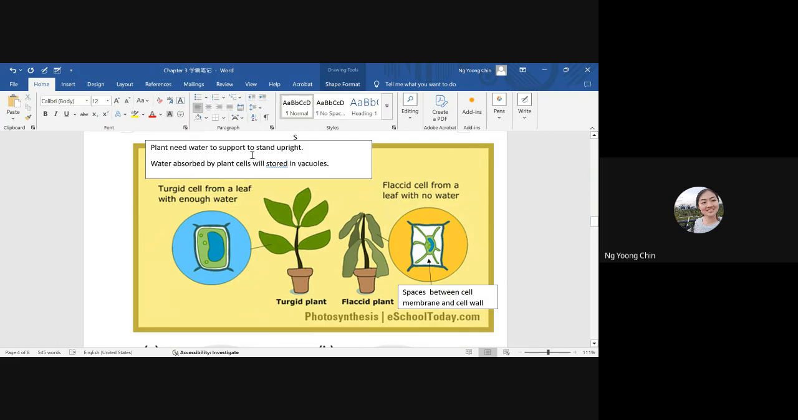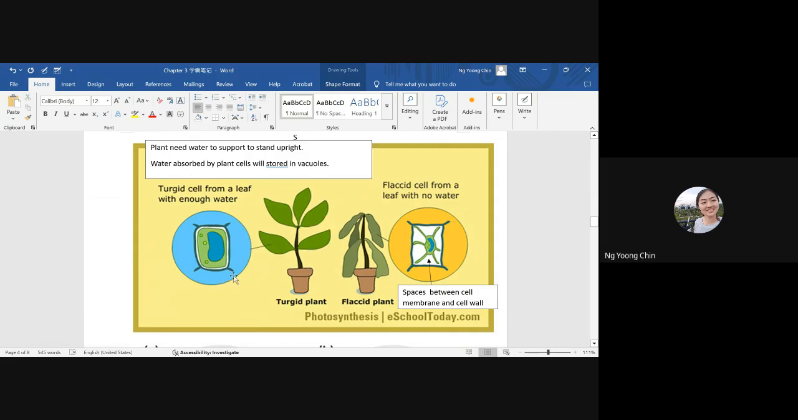Okay, because plant cells don't have a backbone like us. In humans or animals, we have a very strong, rigid backbone to support us, right? So we can stand upright. But plant cells don't have it. Plant cells only absorb water. So the water will create turgor pressure for the plant cell, so they're able to stand upright.